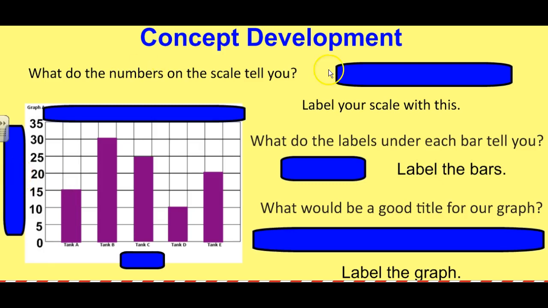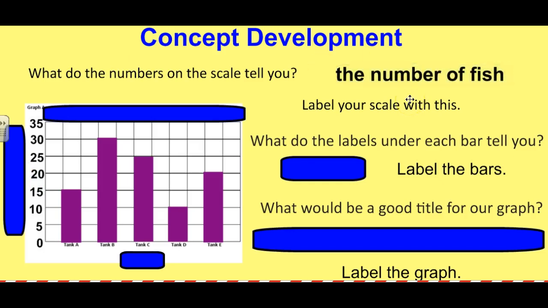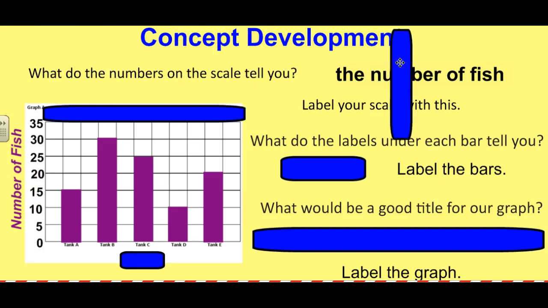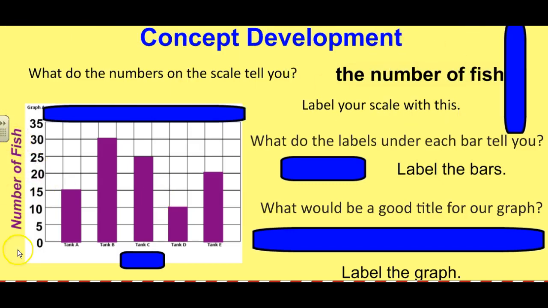So on your bar graph, you should notice that those numbers are telling us that that is the number of fish in that particular tank. So over here next to your numbers, I want you to label that the number of fish. So yours is going to look just like mine does. Right here it says number of fish.